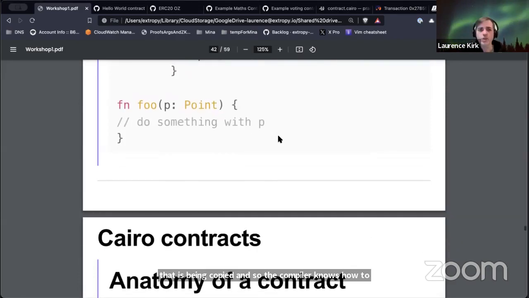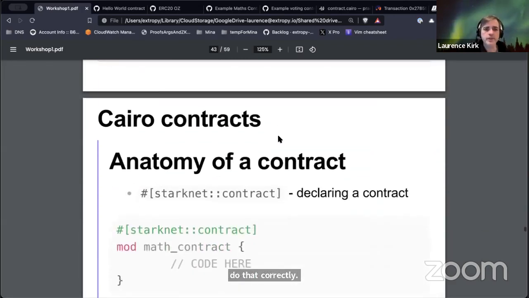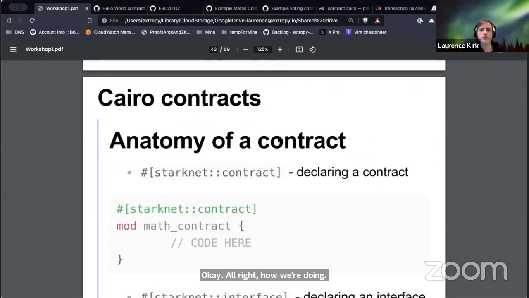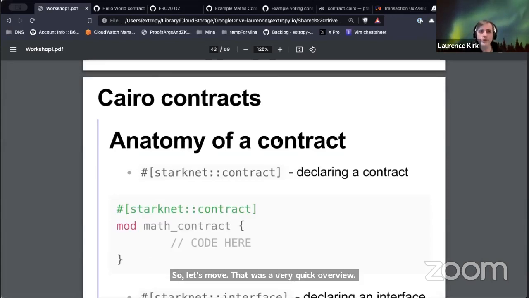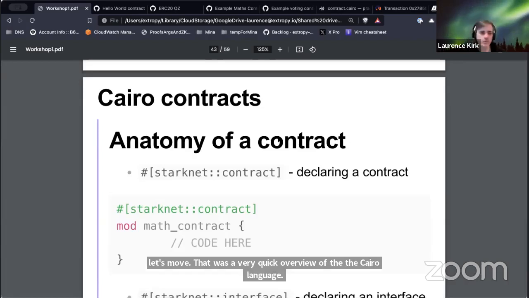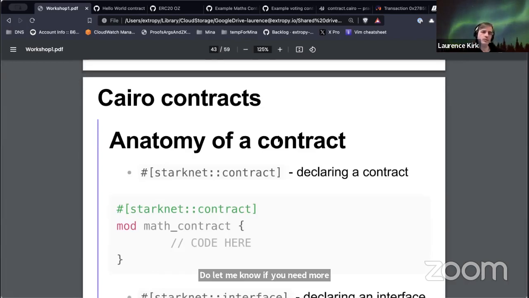Okay. All right, how are we doing? I think we've got enough time, so let's move on. That was a very quick overview of the Cairo language. Do let me know if you need more details on that, because I was working from the assumption that people would have some knowledge of this already, but we can go into more details. Also, do be aware that there will be further sessions about the Cairo language as well, but I can certainly provide more details if you would like that. So let me know.